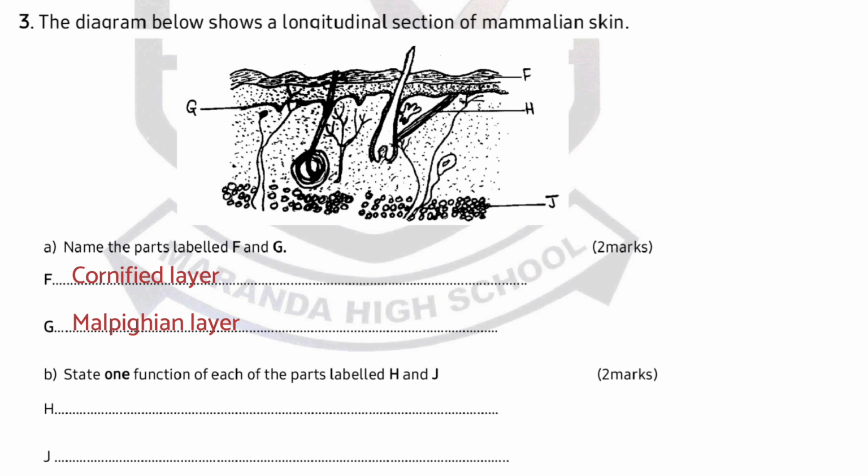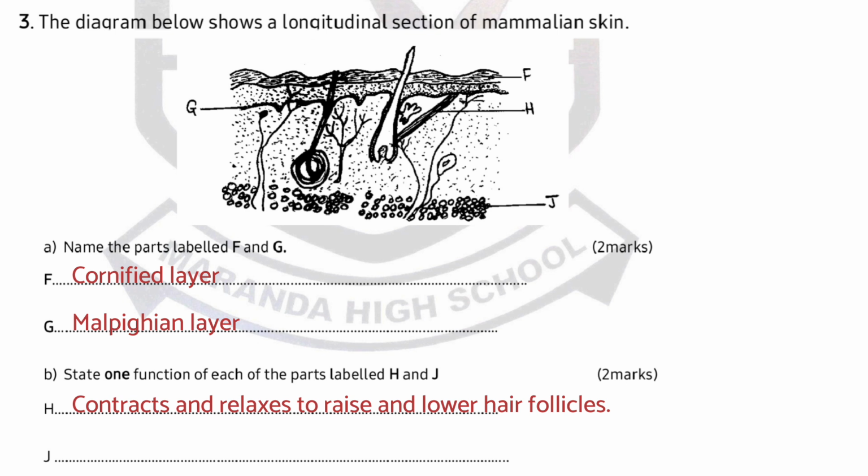Okay, so let's look at H. H is clearly connected to the hair shaft, okay? So that is the hair shaft and that is H. H is a muscle. Specifically, it's called the erector pili muscle. So what muscles usually do is that they are able to contract and relax. So when the erector pili muscle contracts, because it's linked to the hair shaft, it can change the angle of the hair.